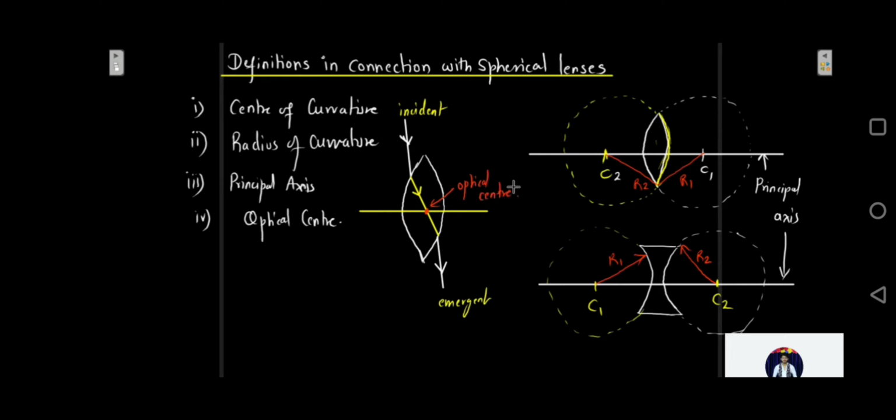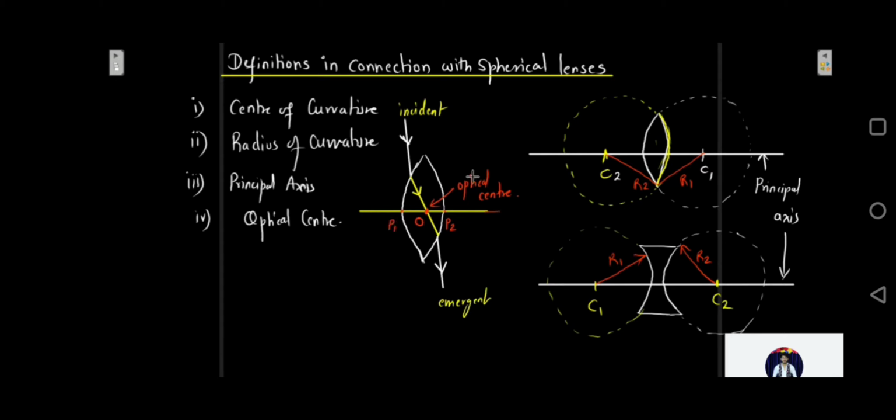This is going to be the optical center. Now the optical center O of the lens divides the thickness of the lens into the ratio of the radii of curvature of the two surfaces. For example, supposing this point is O, that is the optical center. Let's say this is P2, and this point over here is P1, a point on the principal axis.